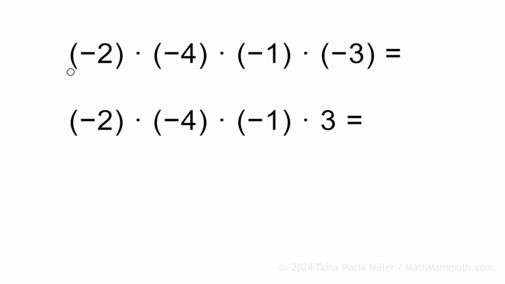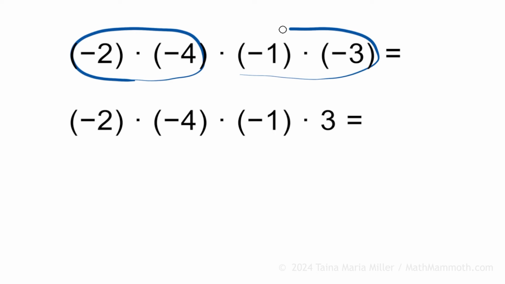If we multiply these two first, it's negative times negative, so that would make a positive, right? It's going to be 8. And these two, they're both negative, so when we multiply them, we get a positive number, 3. So this becomes actually 8 times 3 equals 24.